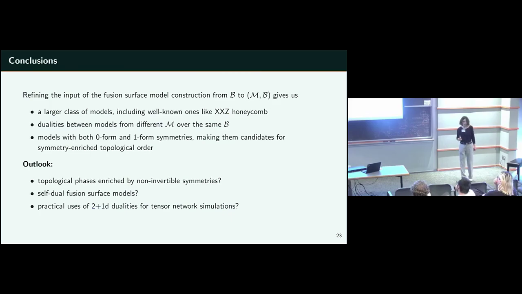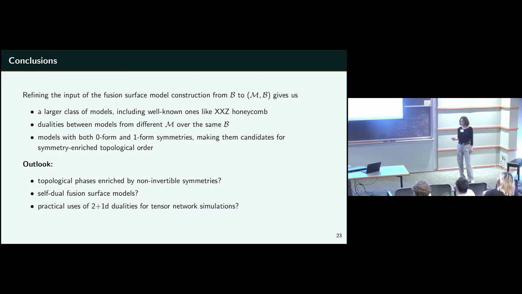Okay, so basically here are my conclusions. By refining the input of the fusion surface model construction from a braided fusion category to a pair of categories, a module tensor category and a braided fusion category, I got a larger class of models, including ones which are well known in condensed matter physics, like the XXC honeycomb model. We also got dualities between these different models that we can use to get constraints on the phase diagrams. And finally, we get models which have both 0-form and 1-form symmetries, that are candidates that might have some kind of symmetry-enriched topological order.